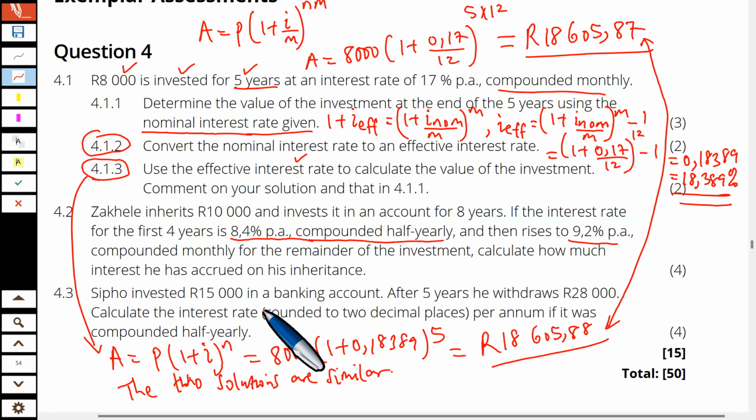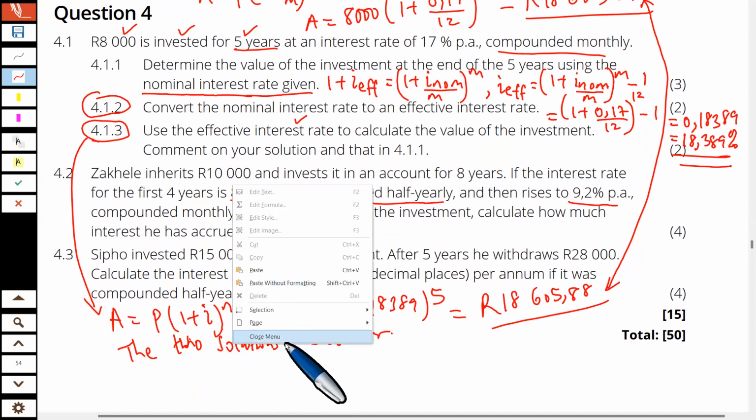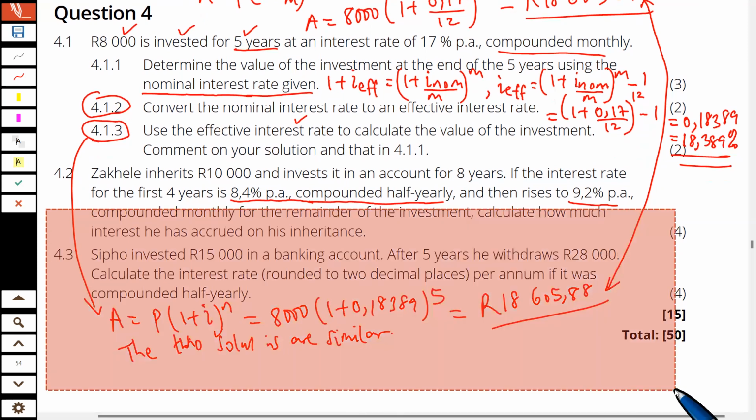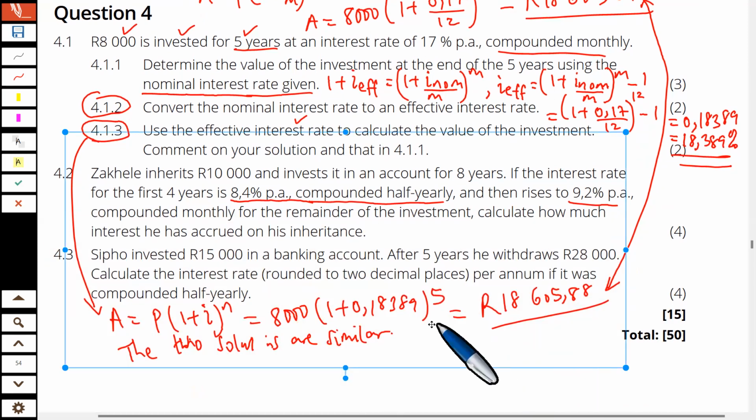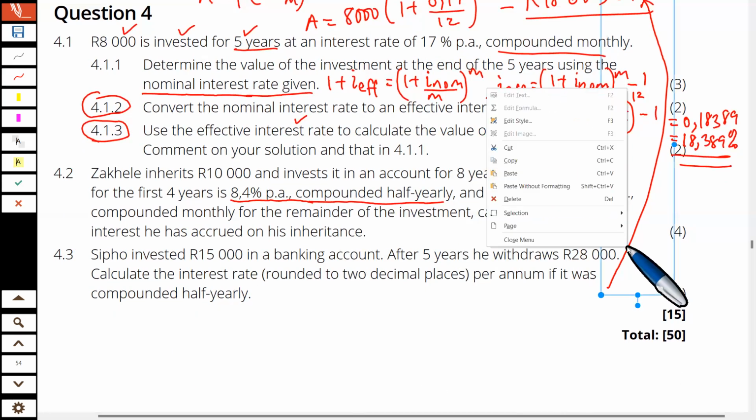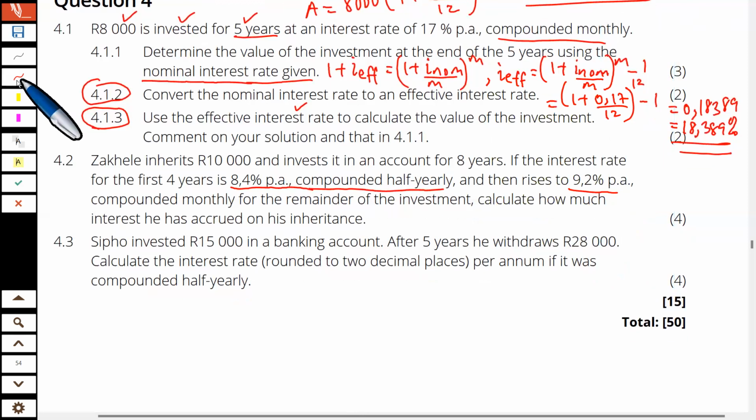Right. So Zakele actually is one guy who is very fortunate and therefore he inherits some money. So when he inherits the money, he's able to invest it. So let's look at this question. Zakele inherits 10,000 and invested in an account for 8 years.